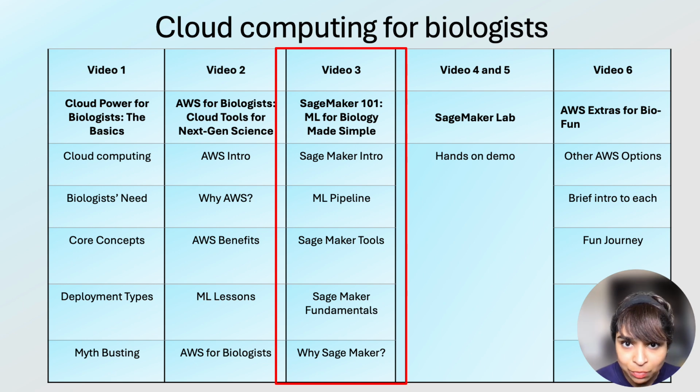Now, in this third video, we are getting to the exciting part, Amazon SageMaker. This is where your biology data meets machine learning.